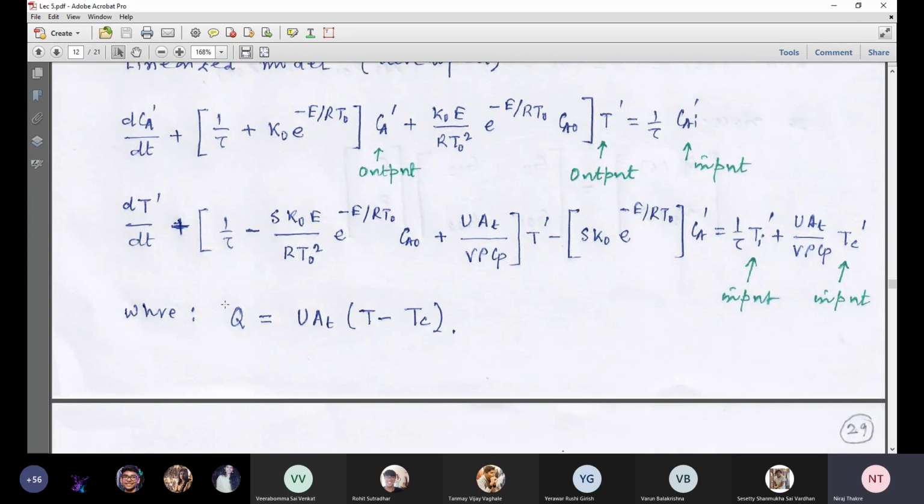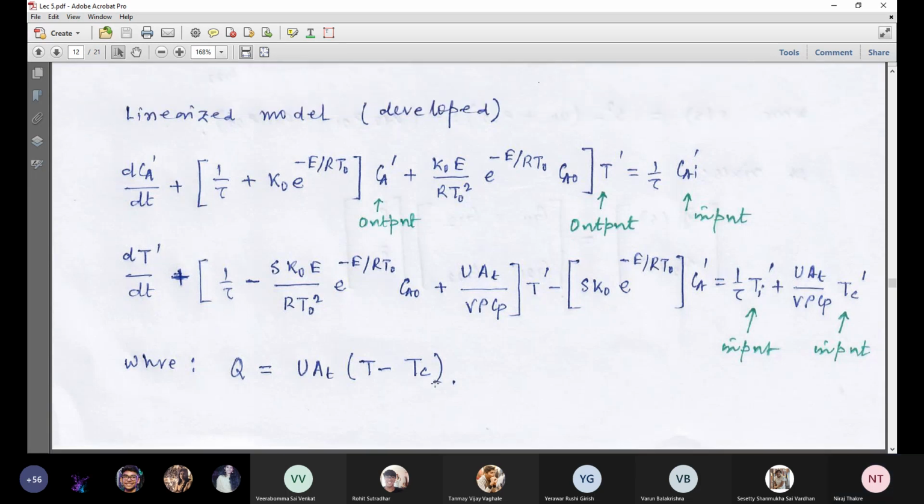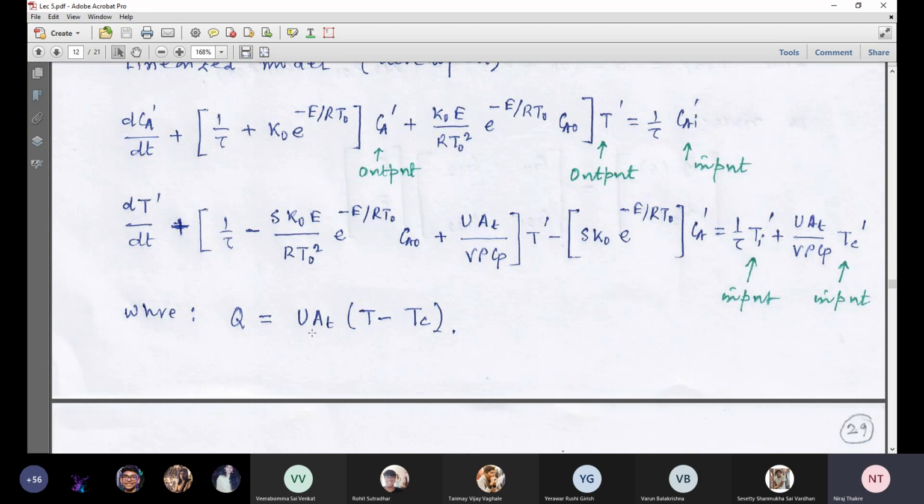But here you see we have considered this capital Q equal to UA (T minus TC). So what is capital A T? Area of heat transfer. So what is that basically? Do you have any expression for A T for this example? It will be the wall area. Tell that. What is that expression I'm asking? So 2 pi r into height. That's it.